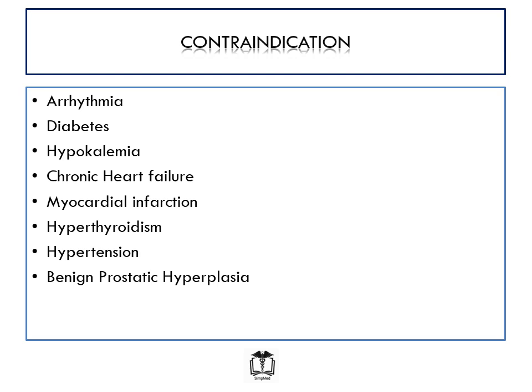Hypokalemia is also a contraindication because if someone is already having hypokalemia, the person is at risk of arrhythmias. So giving them a beta agonist would further worsen the chances of them having arrhythmias because the hypokalemia is already a trigger for arrhythmias. Chronic heart failure, myocardial infarction, hyperthyroidism, hypertension, and benign prostatic hyperplasia are all conditions that tend to present with either increased sympathetic activity or there are conditions in which the use of beta agonists would worsen these symptoms.